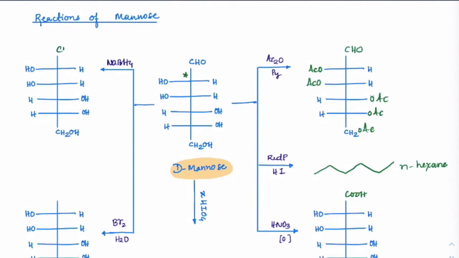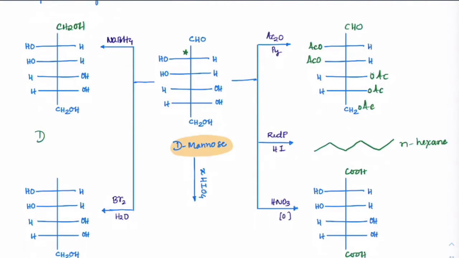Right. Next, with NaBH4, this CHO will get reduced. It will become CH2OH. Rest all will remain same. Everything will be OH only. So there we call it glucitol. Here what do we call it? We call it mannitol. It is coming from mannose, so it is called mannitol.